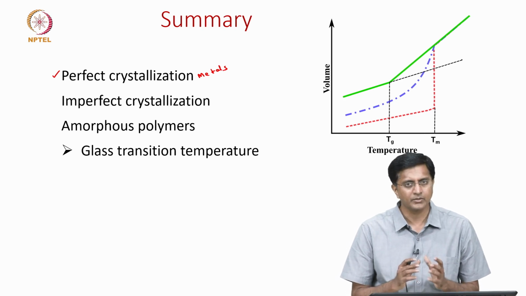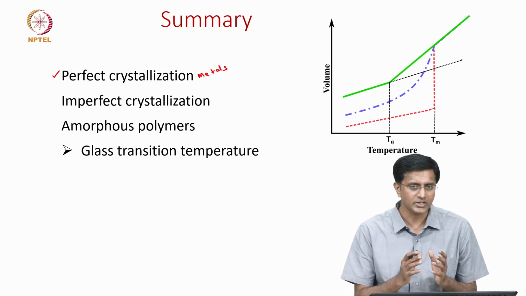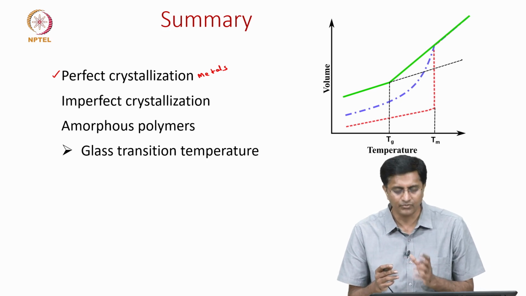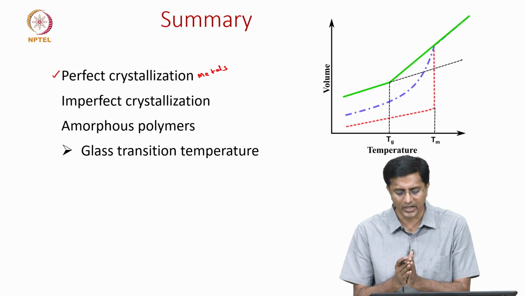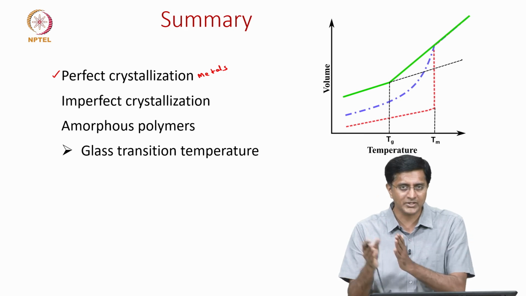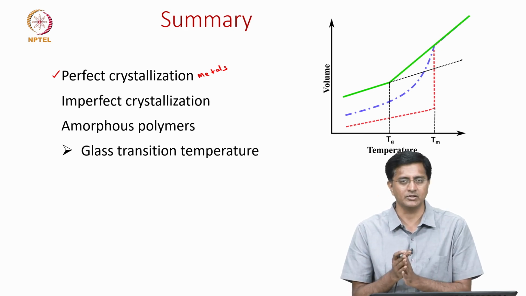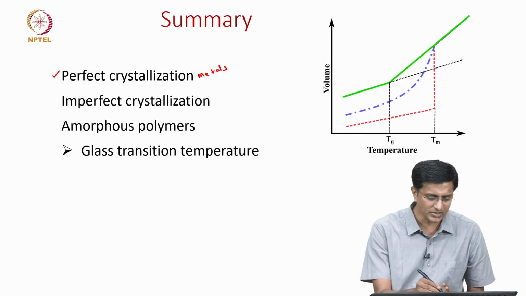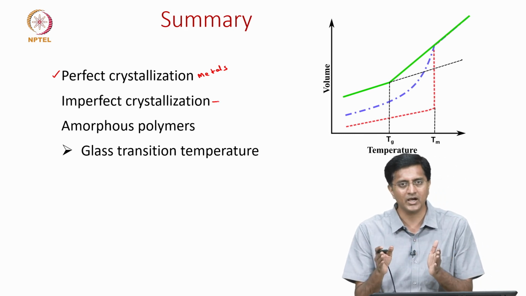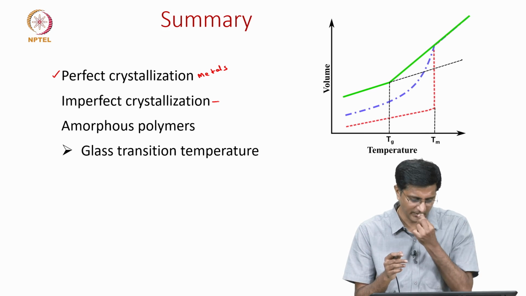But we said polymers, if they crystallize, get an imperfect crystallization, and for that we do have a well defined melting point temperature, but then this sudden decrease in the volume happens over a range of temperature. The reason for this range of temperature, we said, is the range of lengths we have in the polymers, or the range of degree of polymerization in a particular polymer.